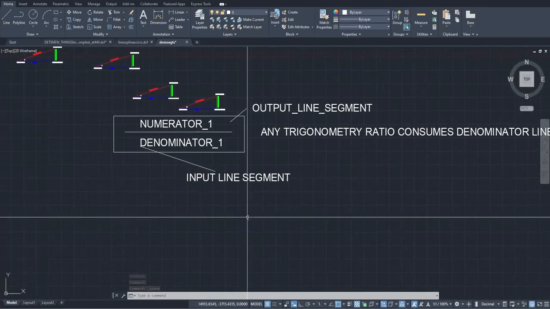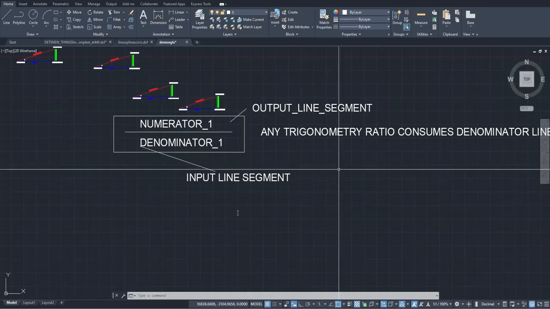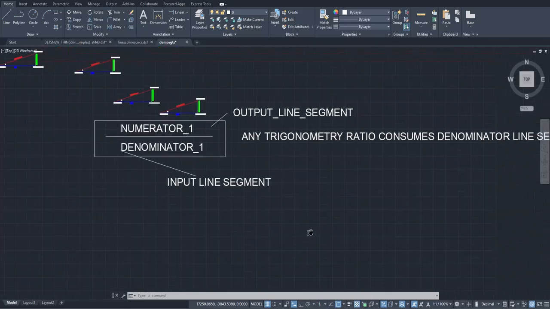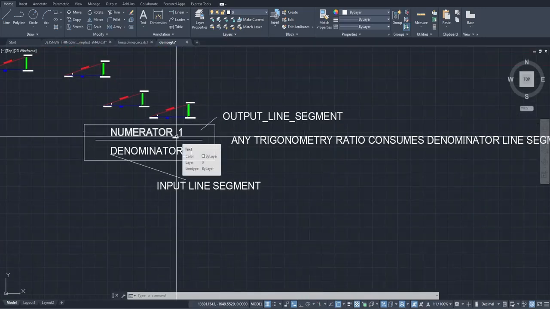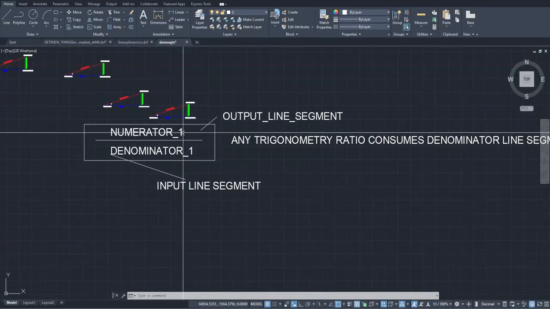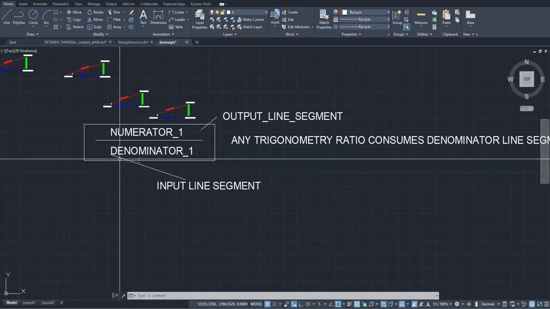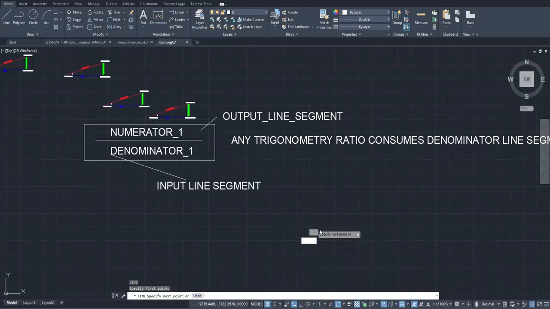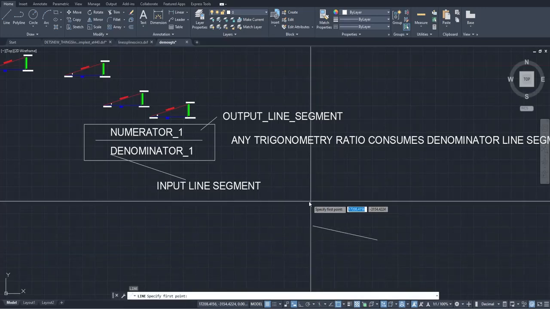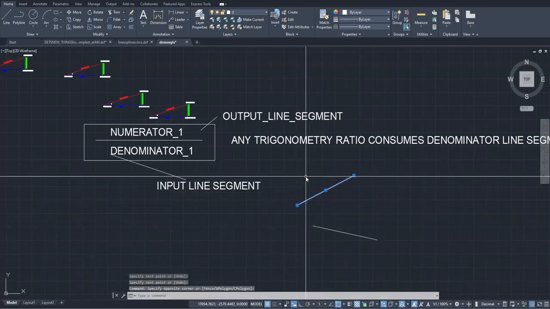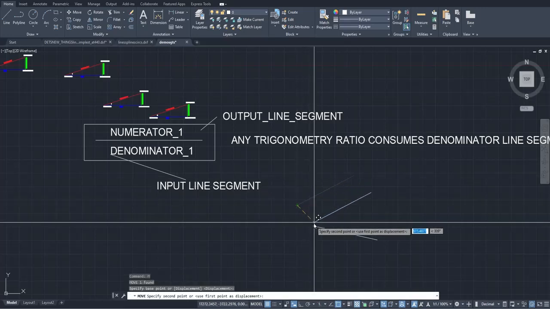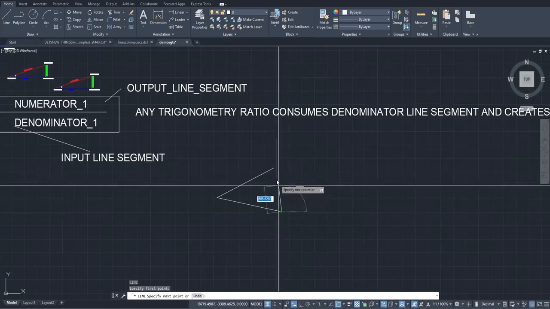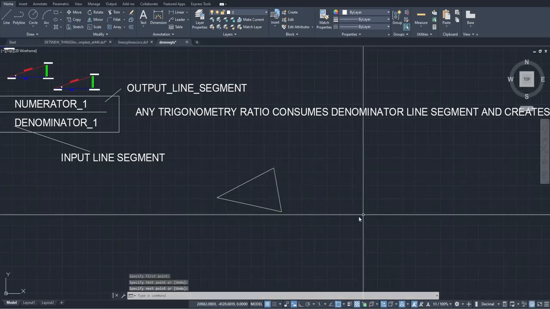Whenever we see the division symbol, that is, whenever there is any number divided by any number, we will think that the number in the numerator is the length of some line segment, which is the output line segment, and the denominator number represents the length of some line segment, which is the input line segment. Suppose this is one input line segment, this is another output line segment, and now we can place one common point here, and we can construct a third line segment, and we can construct a triangle.